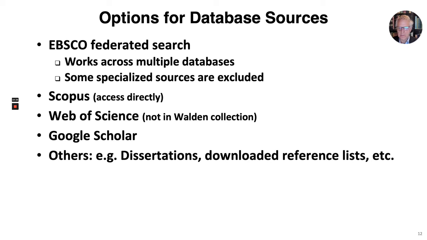Scopus is a database which can be accessed directly with the university ID or sometimes directly through a university library, and it has a fairly broad set of journals. Scopus is a system of ranking and rating journals in terms of impact factors and citations and a number of different metrics about the quality of the journal. But in doing that, they then allow access to all the different journals.